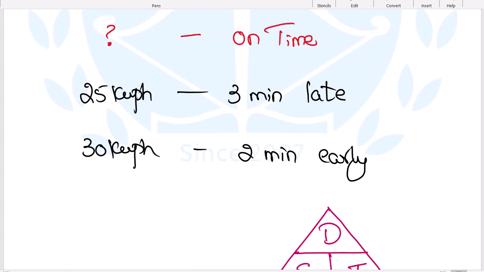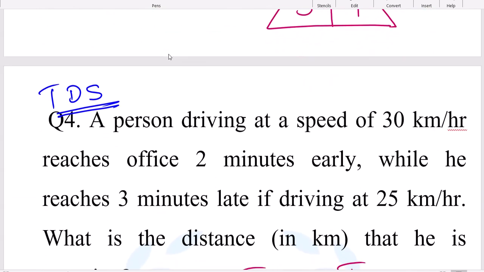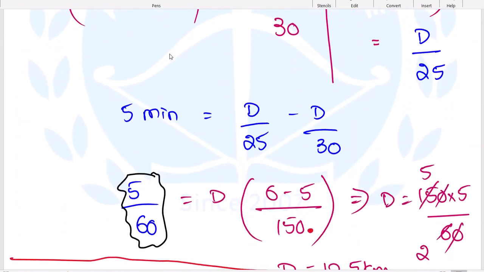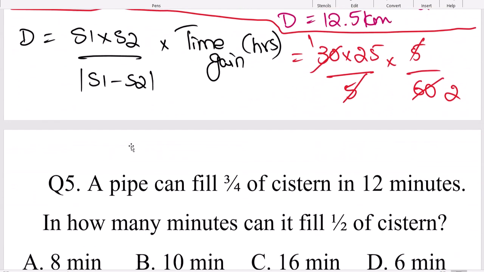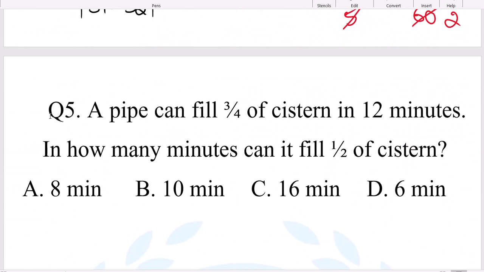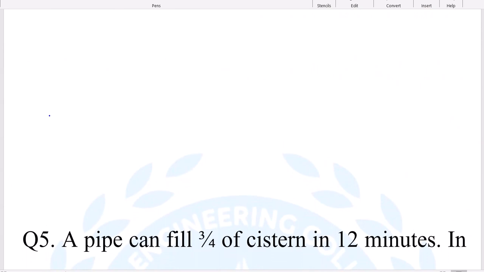How to solve this? Everyone try once. On time, if you want to reach, what is the speed you need to maintain? I don't want approximately, I want exactly. It is 28.33, let it be. 27.66, let it be. Don't say 28 just like that. So I want exact.